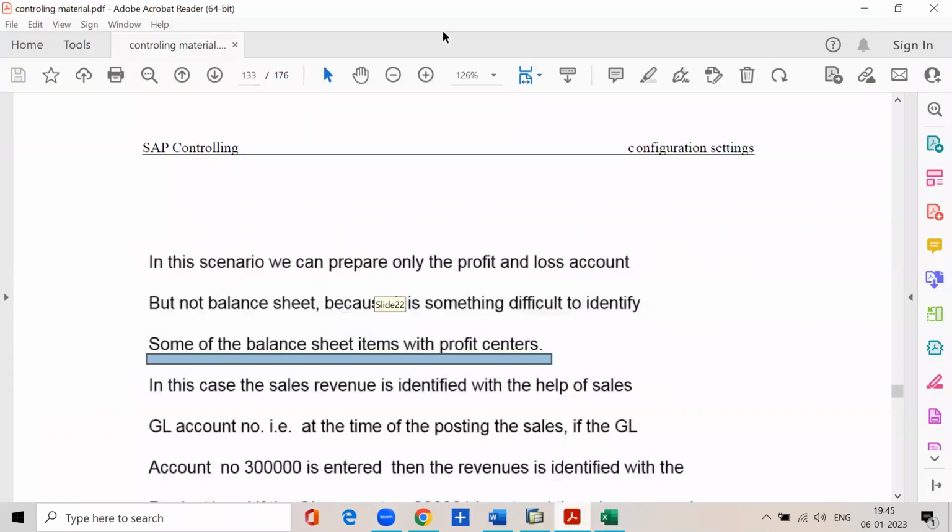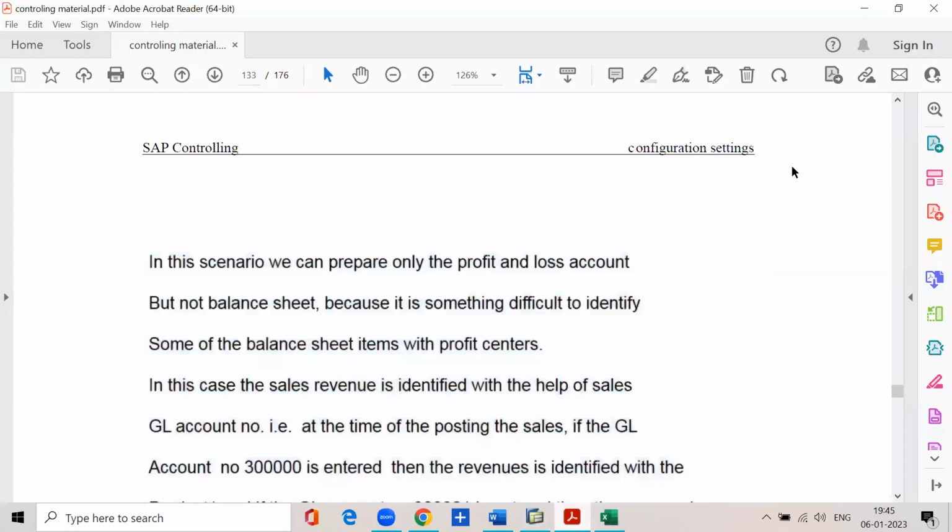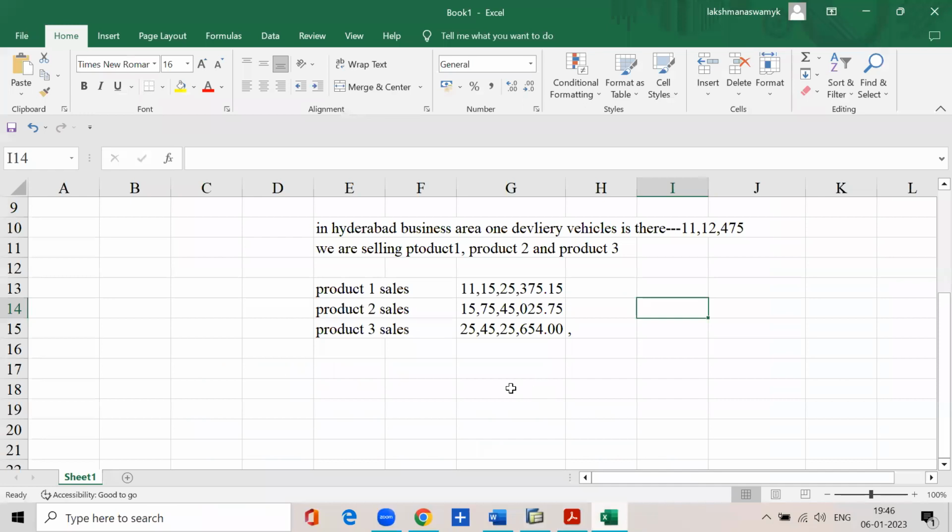And sir, in the given example, in the Hyderabad branch and the Chennai branch, this vehicle is used only for the Hyderabad branch, and we are taking the profit center for each product 1, 2, and 3. Yes. Where the single account we are maintaining for product 1 includes Hyderabad as well as Chennai. I am talking about assets and liabilities, madam.